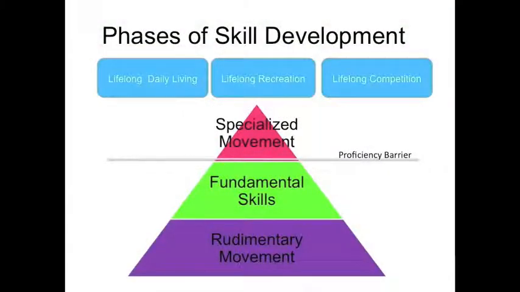This diagram presents the building blocks necessary for successful movement development. Each stage builds upon the previous one, illustrating that fundamental movement skills are developed after rudimentary forms of movement, which develop early in life. If individuals are placed into specialized activities before they become proficient at fundamental skills, their chances of hitting a proficiency barrier increase.